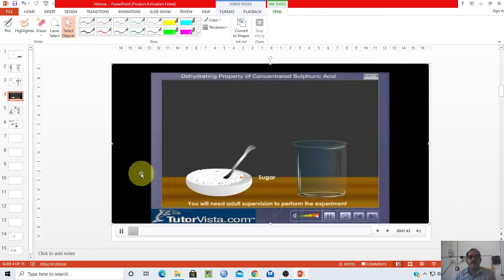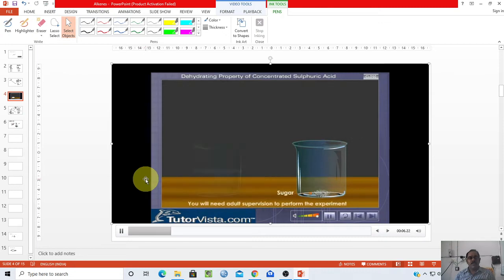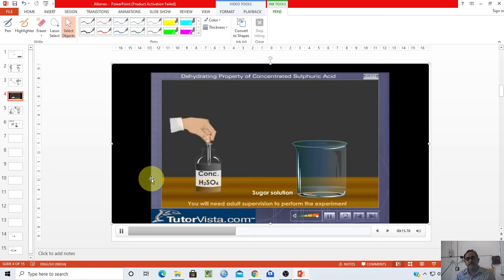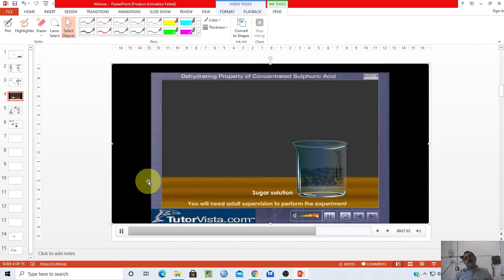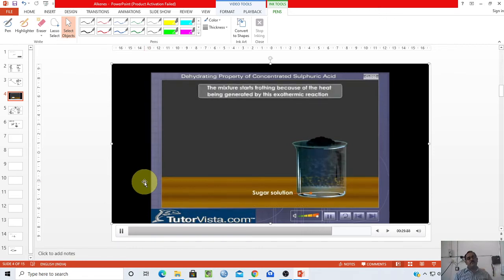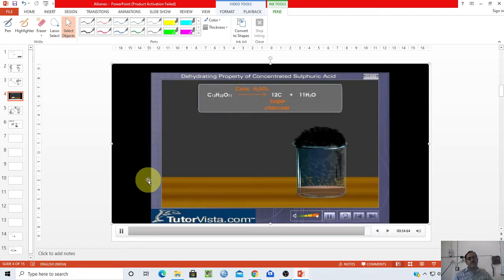Sugar in a beaker. Add a small amount of water into the beaker. What we are eating, what we are using in kitchen, that sugar. Now slowly add concentrated sulfuric acid into the beaker containing sugar. Observe what happens. Can you see the effervescence? The mixture starts frothing because of the heat being generated by this exothermic reaction. The black mass forms.